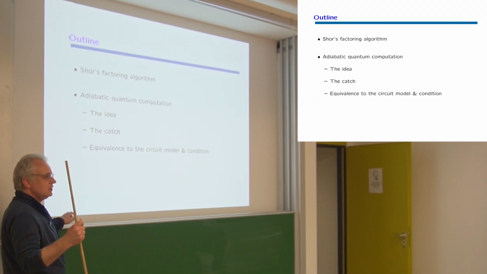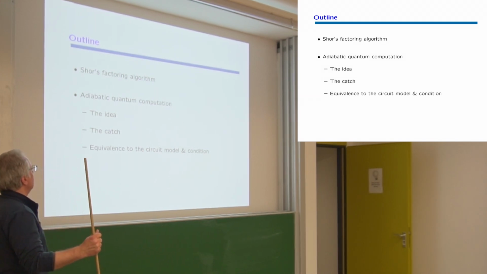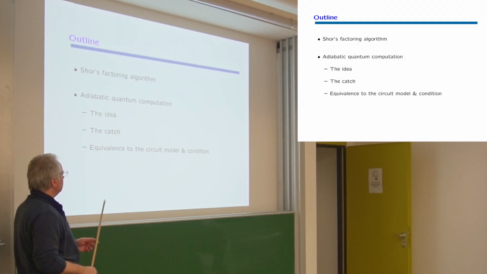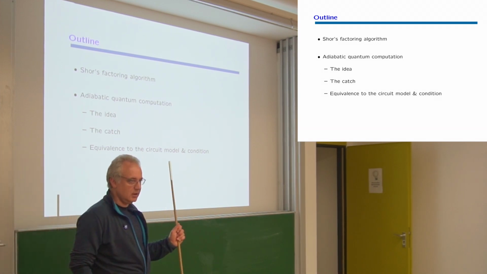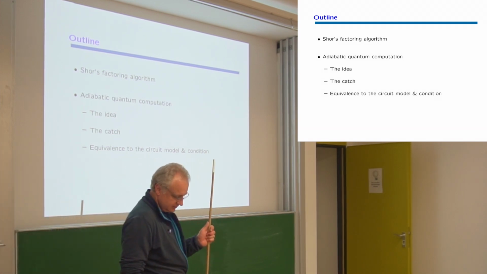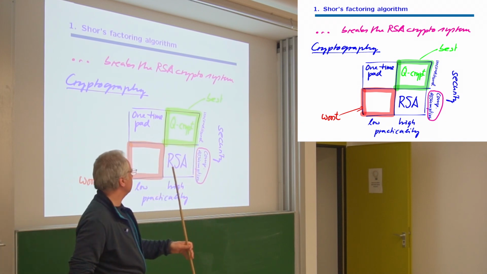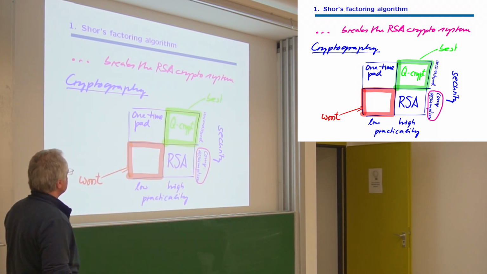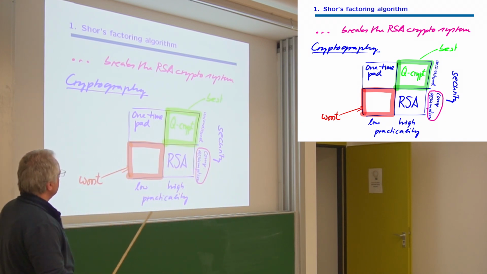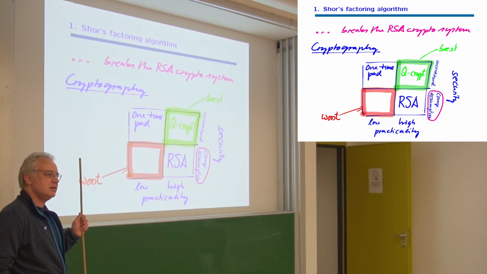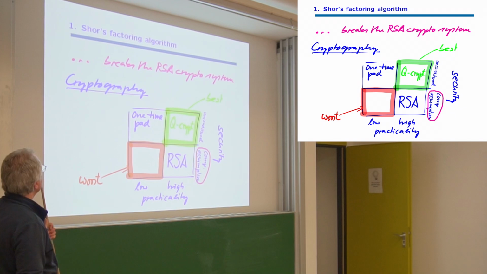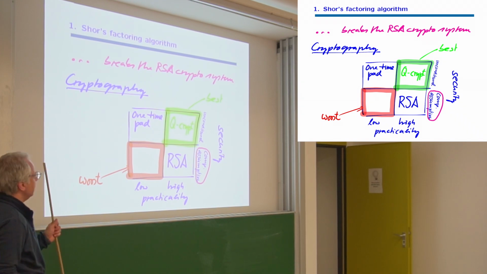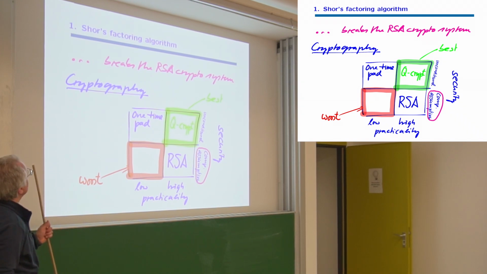And there is a footnote or a catch. We'll get to that. And we'll talk about the equivalence between the circuit model and the adiabatic model, where it holds and where it does not. Let's begin with Shor's algorithm, or rather let's continue with Shor's algorithm. Maybe I'm going over a few slides that I already showed so that we get back into thinking about it. Shor's factoring algorithm does something in cryptography.